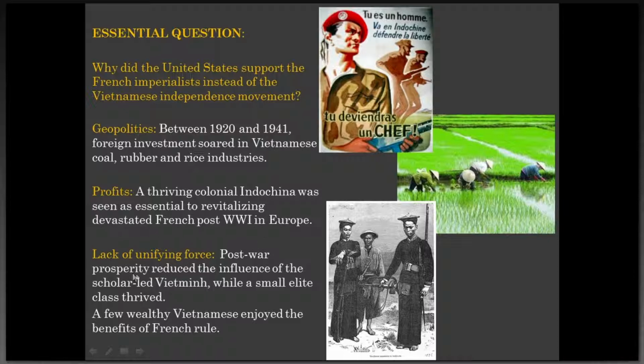Finally, you've got post-war prosperity reducing the influence of the Viet Minh. This is within Vietnam, so you have a wealthy elite class that really liked the French being there. They didn't want the French to leave. They didn't want the Viet Minh to take over. So this is a fascinating study in internal stratification, right?